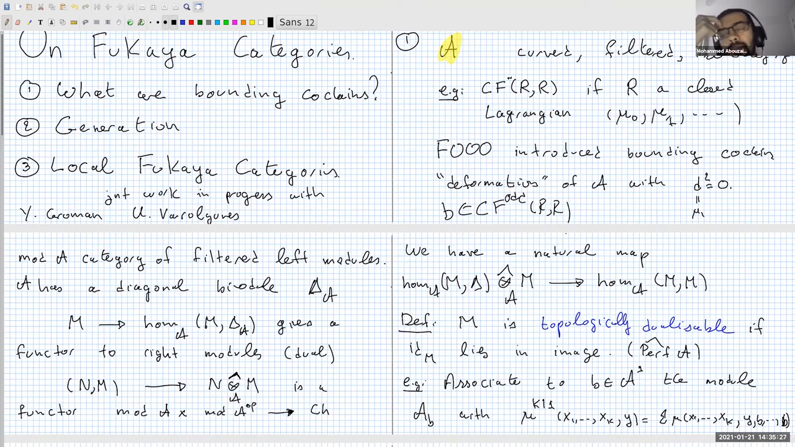So the perspective that I want to take is that this notion of bounding cochain is just too rigid, and we want something that's more flexible, more adaptable to other situations. Now, of course, in reality, the real motivation behind this reformulation, this generalization that I'm about to give, is part three of the talk. When we were thinking about local Fukaya categories, we realized that it became more and more intractable to write formulas for what you want to do with local Fukaya categories, and so you needed something more conceptual.